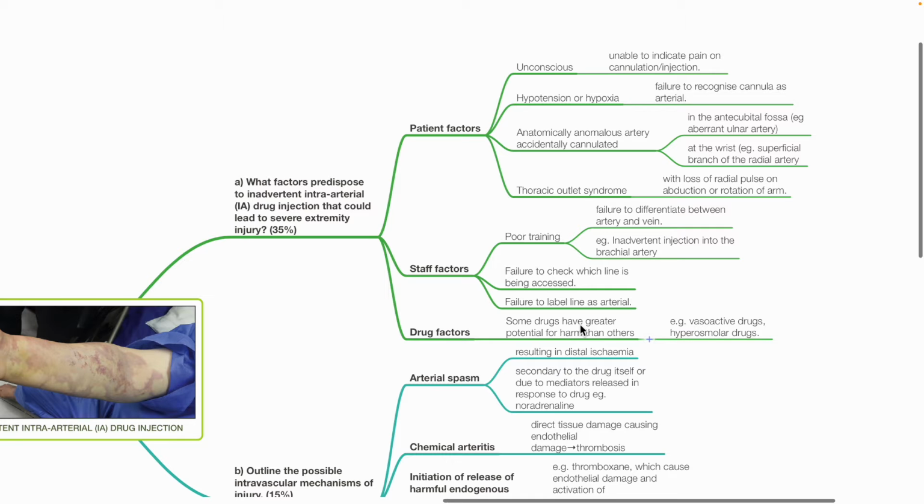Staff factors include poor training, failure to differentiate between artery and vein, for example, inadvertent injection into brachial artery, failure to check which line is being accessed, failure to label line as arterial. Drug factors: some drugs have greater potential for harm than others, such as vasoactive and hyperosmolar drugs.